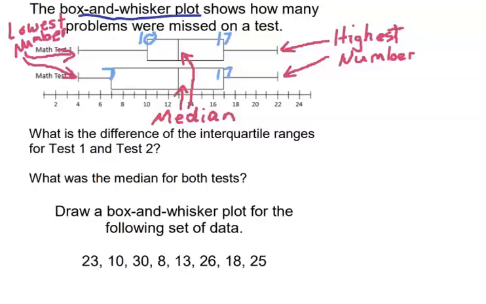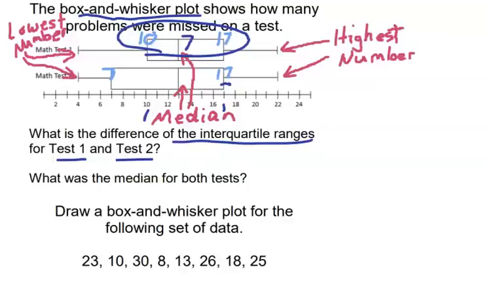It says, what is the difference in the interquartile ranges of test 1 and test 2? All right, so here's test 1. Okay, you can see that this one is above the 10 and this one is above the 17. So 17 to 10, well, is a difference of 7, right? So the interquartile range is 7 for that one. And then here is 17, and this is 7. So the interquartile range for this one is 10, okay? So basically, these are 10 apart from each other.